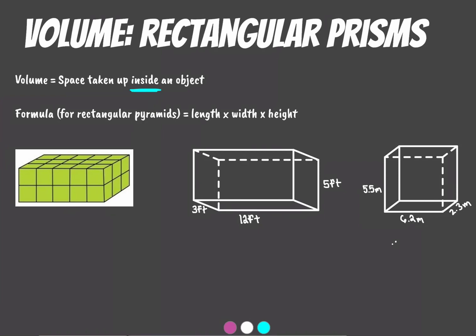So imagine that you have a fish tank. How much water can you fit inside of this fish tank? That's kind of the goal, to figure out how much we can fill up on the inside. This is different than surface area. Surface area is on the outside.